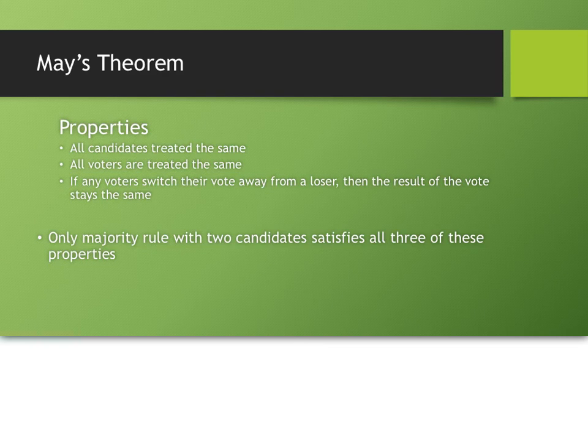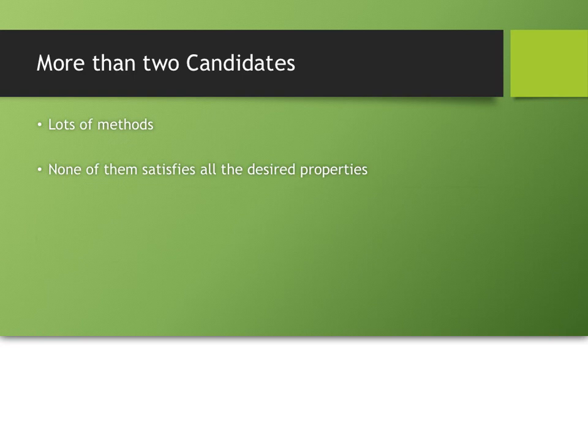But it tells you that when you have more than two candidates, things get a little bit hairy. It turns out when there's more than two candidates, there's lots of methods that you could use. And none of them satisfies all sorts of desirable properties. We'll get into that. Obviously, we had these three desirable properties, but we'll get into some more desirable properties that we'll see later.